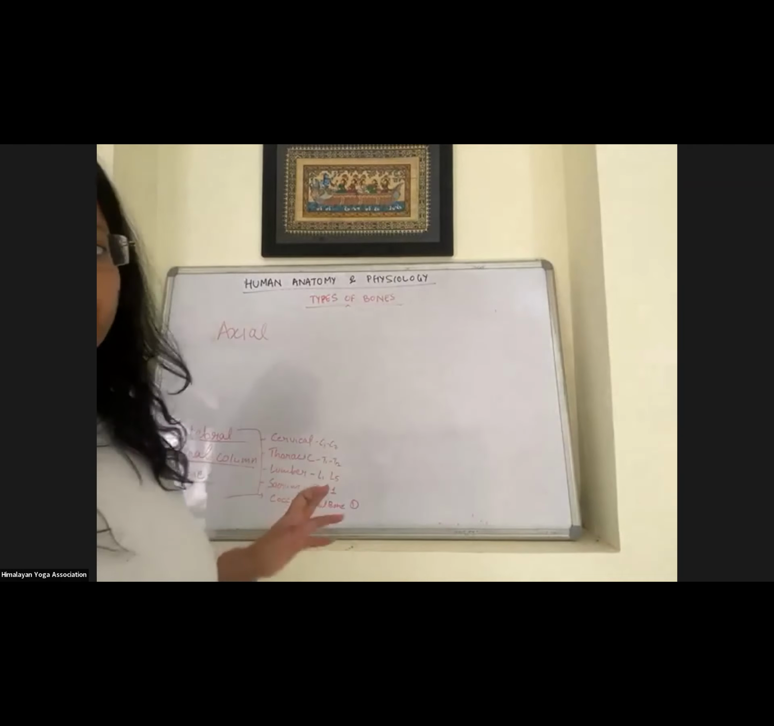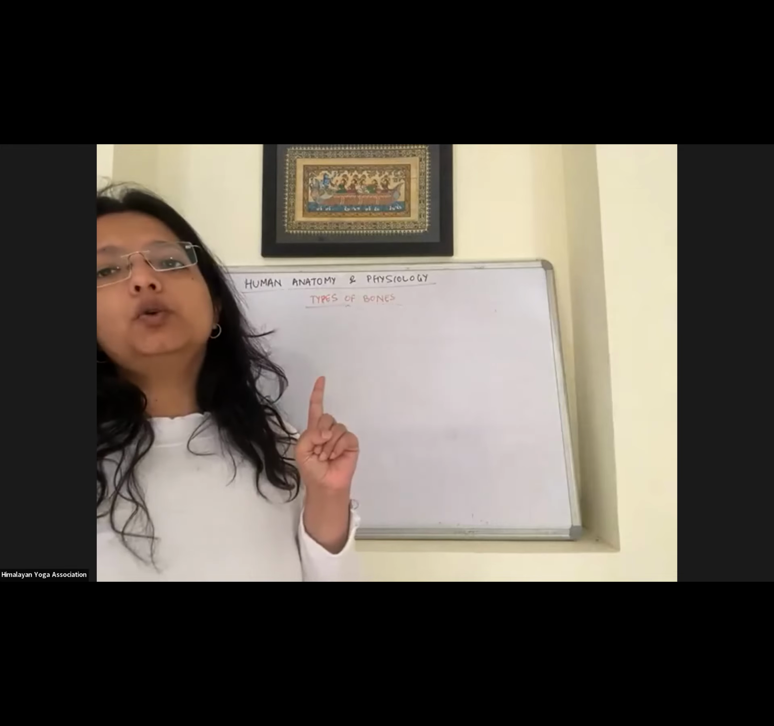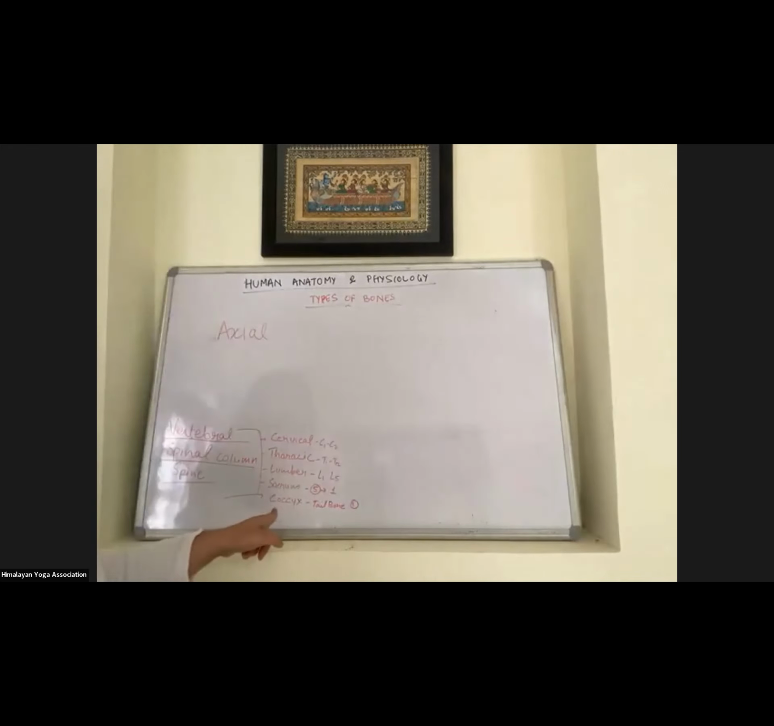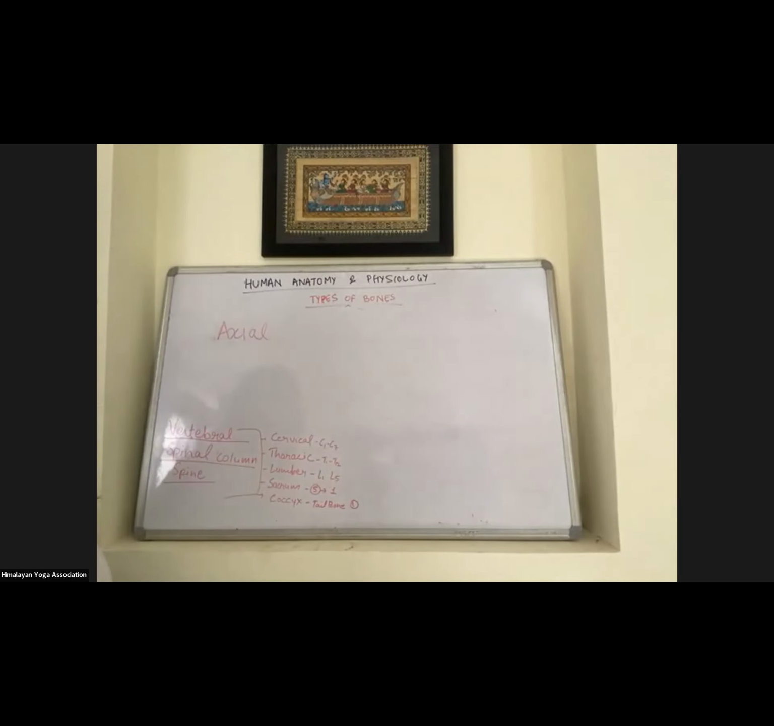Then we have sacrum. Sacrum, earlier there were 5 bones, but now they are fused into 1 bone. And coccyx is the last bone of the vertebral column. It is also called the tailbone. It is 1 in number.